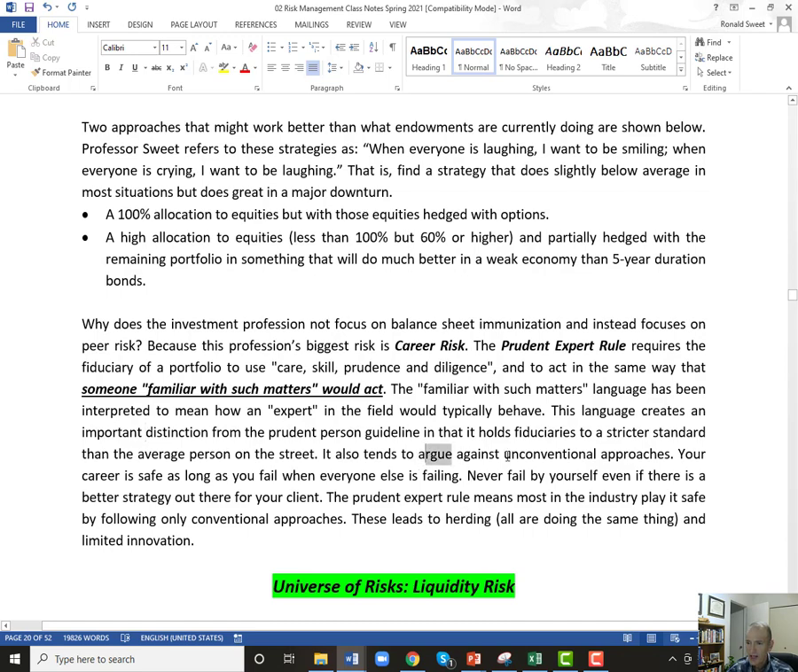It argues against the unconventional. Your career is safer when you follow the crowd. It's better, if you're going to fail, never fail by yourself. Always fail with everyone else, and then you don't have to worry about losing your job. And so it's tough. That's, again, another reason why I recommend the family office as an investment strategy, because family offices tend not to care if you're doing what everybody else is doing. They give you a lot more freedom. So it's an interesting concept.